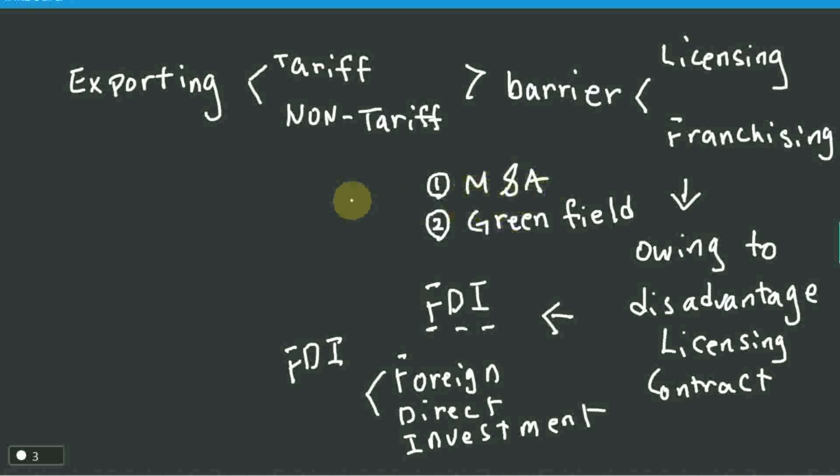In the case of M&A, the foreign company will merge with and acquire a local company which has a certain market share, to reduce the time and effort in a new market.